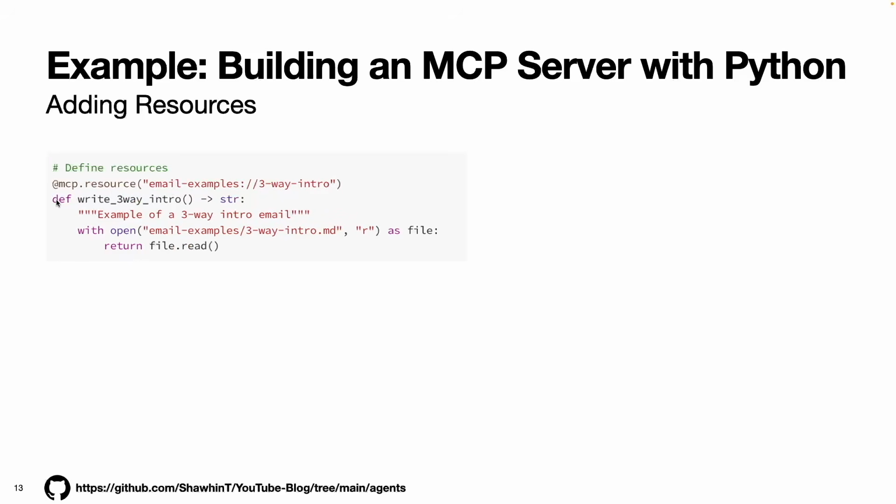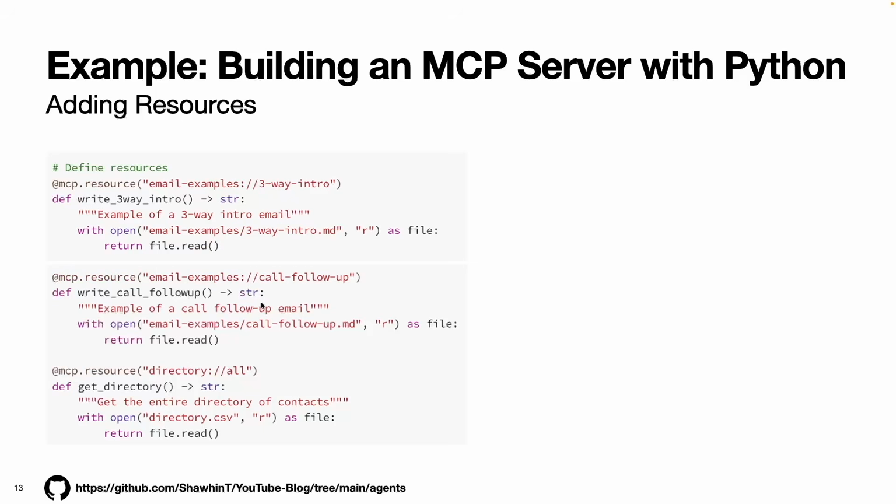To implement this, we'll just create another Python function that takes no inputs and outputs a string. We have this docstring, an example of a three-way intro email, and then we'll just open this file. I have this folder called email examples, and there's a file in it called threewayintro.md, which is the email template. We'll just open that file and then return its contents. Now, anytime the LLM tries to access this resource, it'll get the contents of this file.